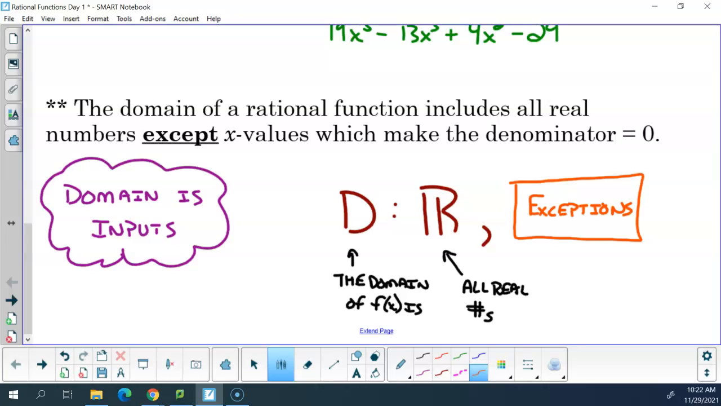Okay? So what this says then is the domain of f of x is all real numbers, but it's got a big old but. Okay? So the domain of my function is all real numbers except or but these numbers. And then you're going to fill those numbers in. Okay?